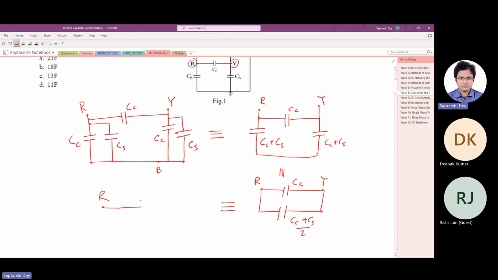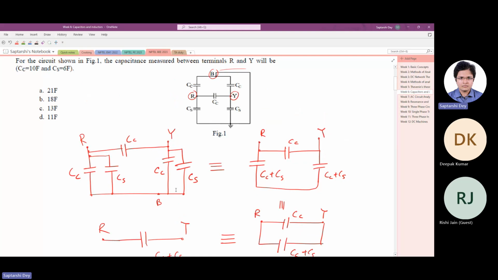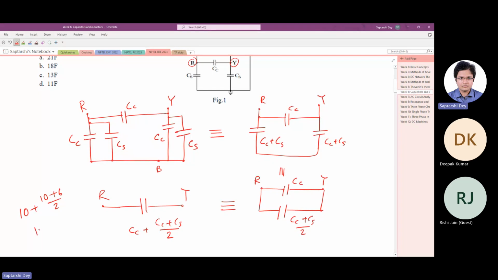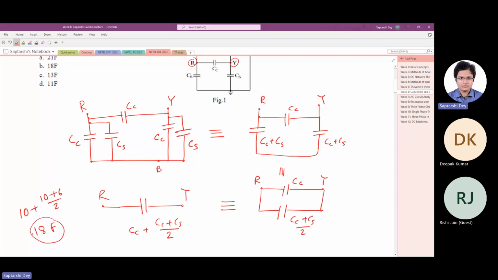So between R and Y there is a capacitor whose value is Cc plus Cc plus Cs by 2. Now whatever values they have given, Cc is 10, Cs is 6. So 10 plus 10 plus 6 by 2 gives you 18 farad. 18 farad is an extremely large value of capacitor. Anyway, the capacitors that we get to buy from the market are microfarad or at most millifarad. Mostly nano and picofarads are also available for electronic circuits. An 18 farad capacitor will be very large in size.